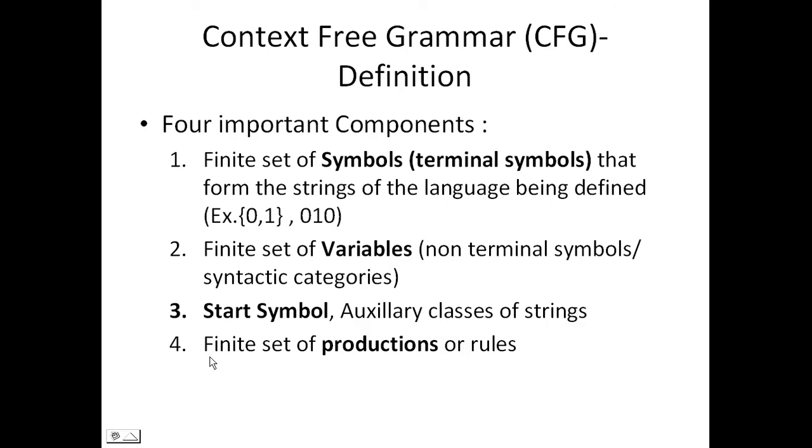Finally, the fourth one is the set of production rules, or rules you can say. What are rules? They represent the recursive definition of the language. So there are four important components put together: symbols, variables, start symbol and the production rules. All four together form the grammar.